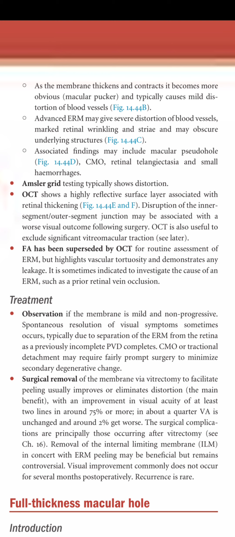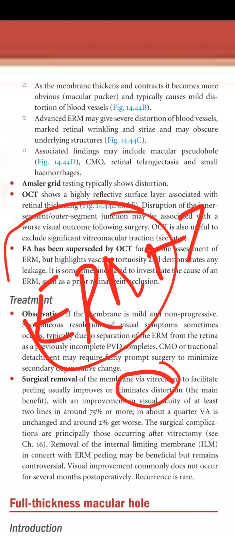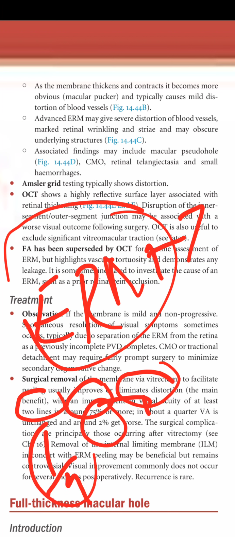Surgical removal of the membrane by vitrectomy to facilitate peeling usually improves or eliminates distortion. The main benefit is an improvement in visual acuity of at least 2 lines in around 75% or more. In about a quarter, visual acuity is unchanged, and in 2% it gets worse. So most of the time you can do ERM peeling via vitrectomy. And what can it do? It can improve the visual acuity by about 2 lines in 75% or more, and in a quarter visual acuity is unchanged, and in 2% it may even get worse.